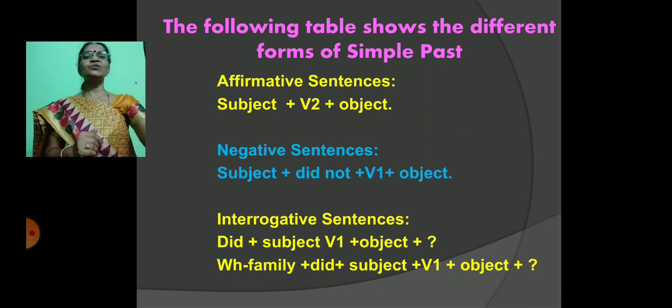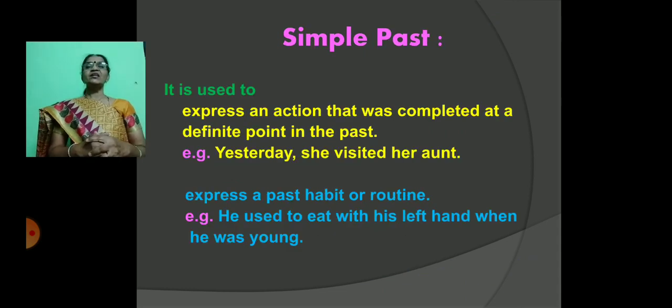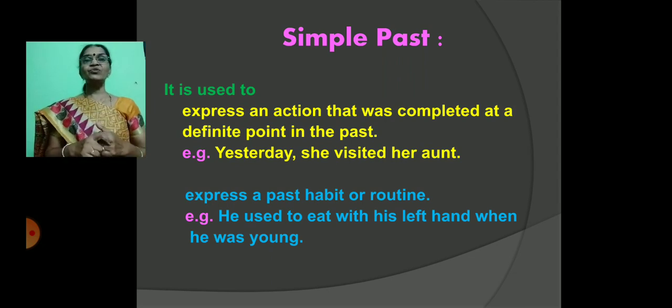Now let's see the uses of simple past. It is used to express an action that was completed at a definite point in the past. The action has taken place in the past. So for the action which is completed in the past at a definite point of time, that we are going to specify in simple past. For example, yesterday she visited her uncle. So that's how we are going to write it.